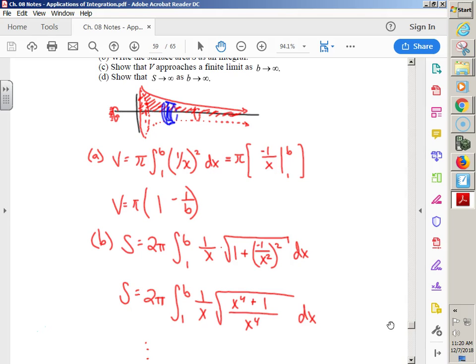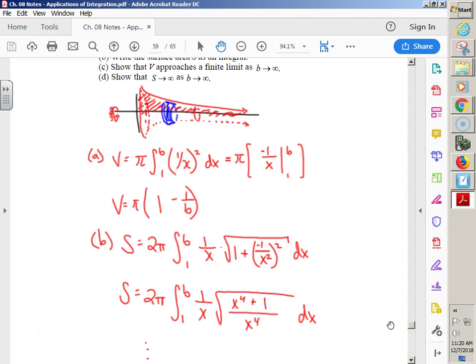So as far as the volume, it would just be disk method. That would be the easiest way. Shell method would actually be way more complicated. So a disk method, you could have just done your pi r squared, r being the function of top minus bottom. And then you get this expression as your volume for any cutoff b.